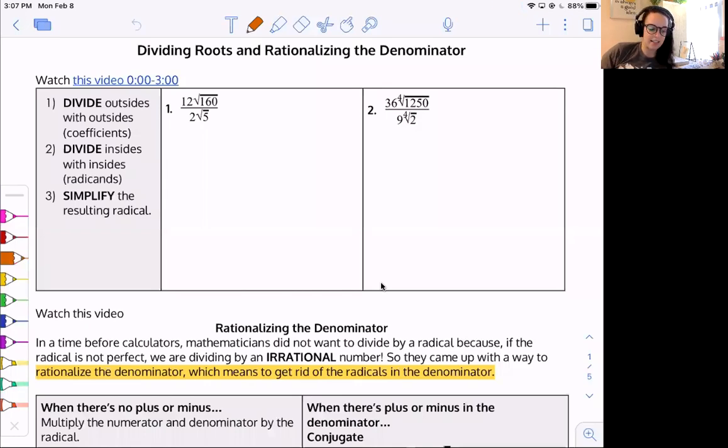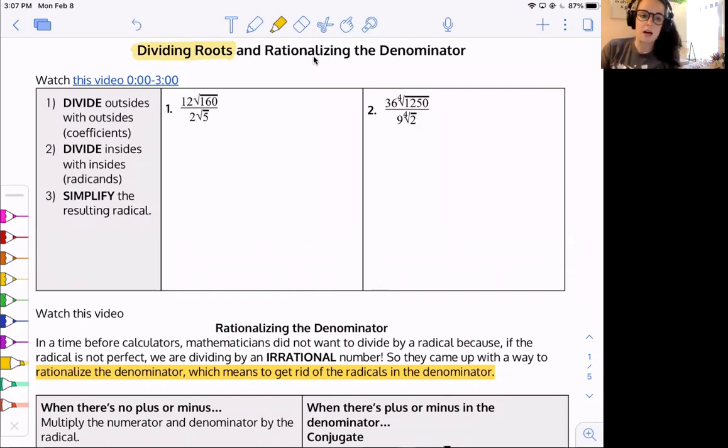Hi, y'all. Today we're dividing roots and rationalizing the denominator. So dividing roots is the first part here, and it's going to be a lot like multiplying. And then rationalizing is something that we are going to try that might be new today.